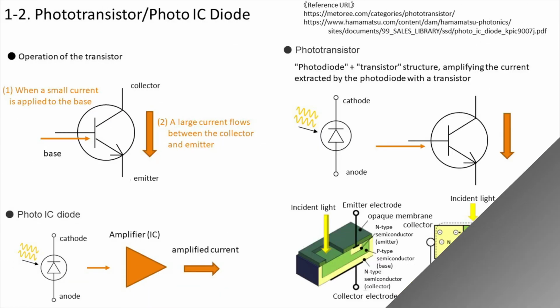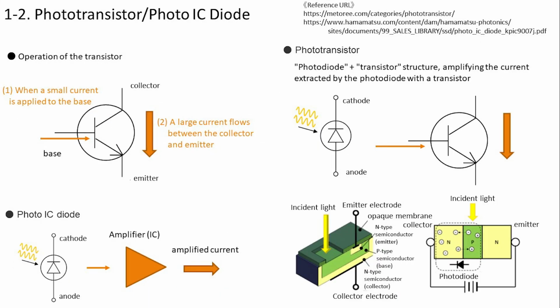Move on. The sensor used is a phototransistor. A transistor can be used as an amplifier because a large current flows between the collector and the emitter when a small current flows through the base. A phototransistor is a product that combines a photodiode and a transistor, and the small current generated by the photodiode can be amplified by the transistor and extracted. A photo IC diode is designed so that it can be handled by amplifying the current with an IC instead of a transistor. Both products are photodiodes with amplification functions added.